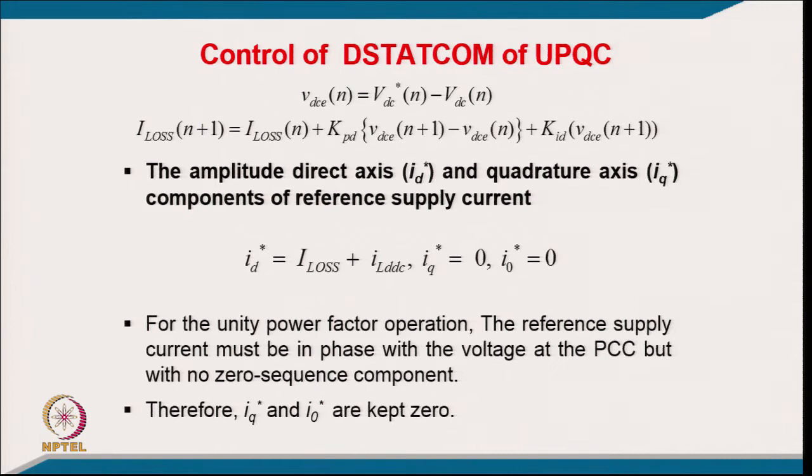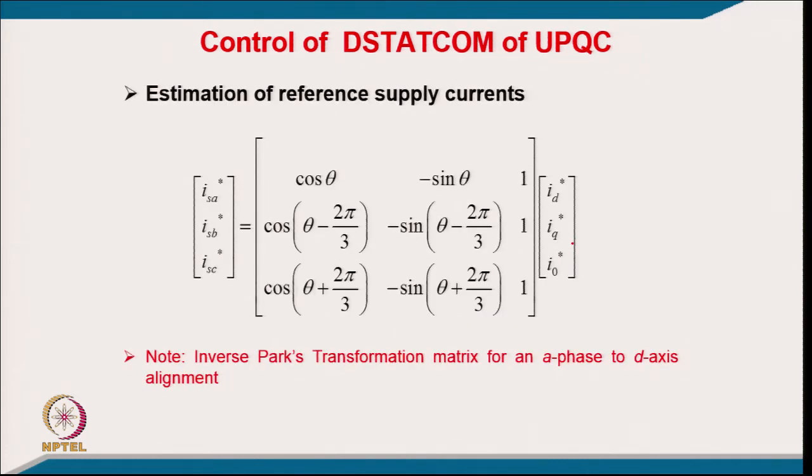The amplitude of the direct axis is I loss plus the load active component of current. The quadrature axis we keep 0 because we want a unity power factor, and the 0 sequence we keep 0 because there is no 0 sequence current flowing into the grid. So, for unity power factor operation, the reference current must be in phase with the voltage at the PCC with no 0 sequence current; therefore, Iq and I0 are kept 0. After getting Id and Iq, you can transform to the reference grid current.